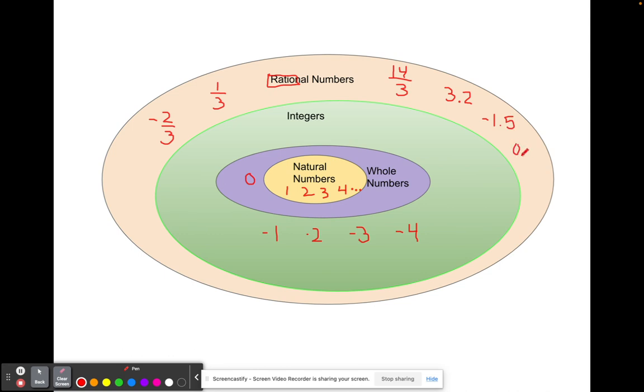0.6 repeating. I could write that as a fraction. That is 2/3 actually. So if I can write it as a fraction with an integer numerator and denominator, it will be a rational number.